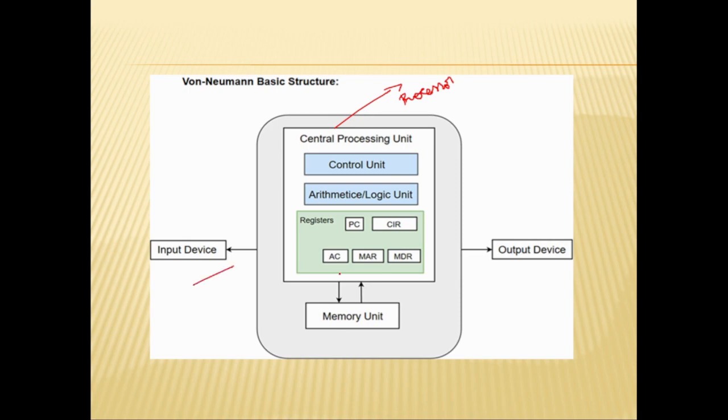This is the input device and output device. The user gives the input information to the computer, and the user gets an output with the help of this output device. Inside the processor, the processor is configured using the control unit, arithmetic logic unit, registers and memory unit. Registers are also used to store the data.